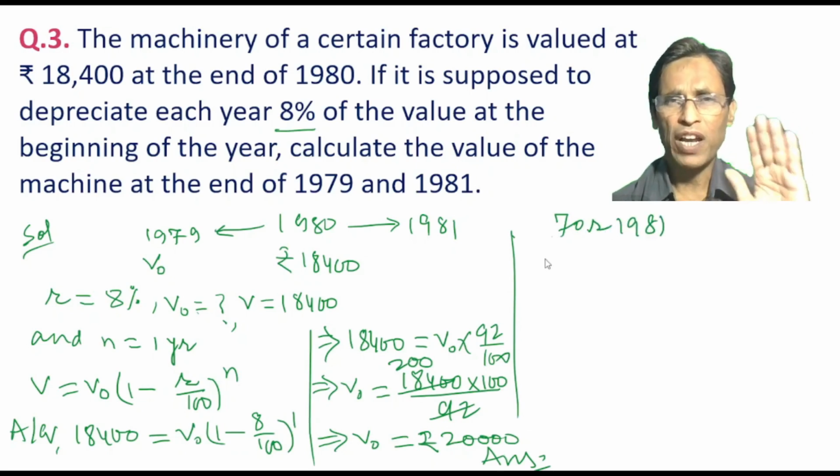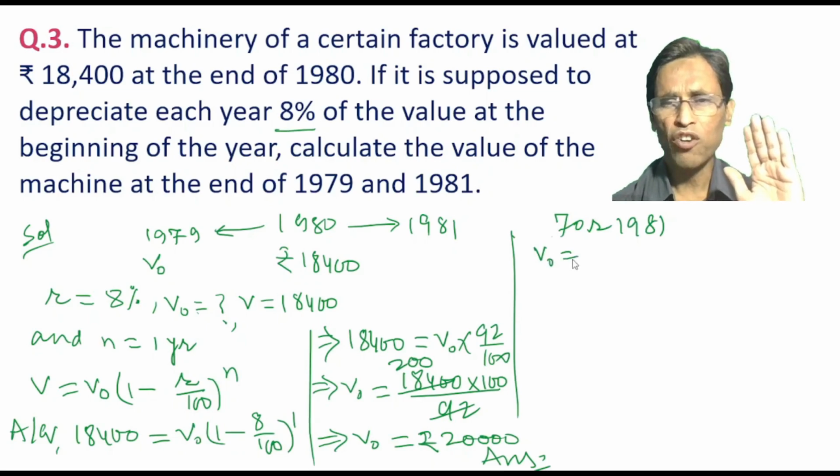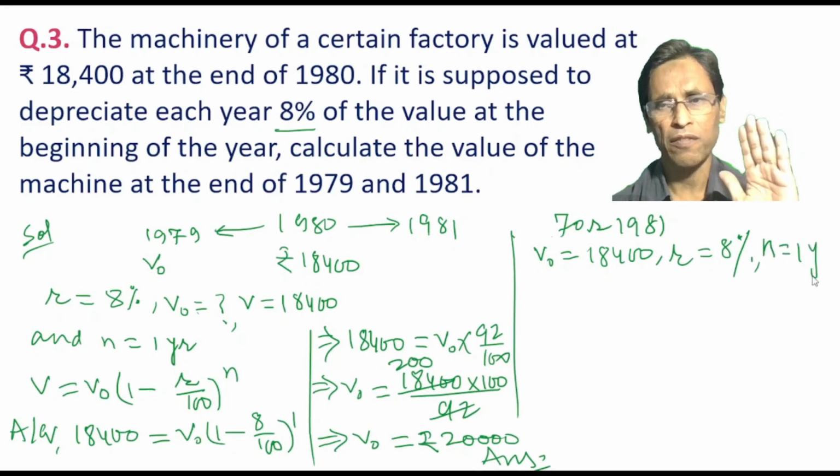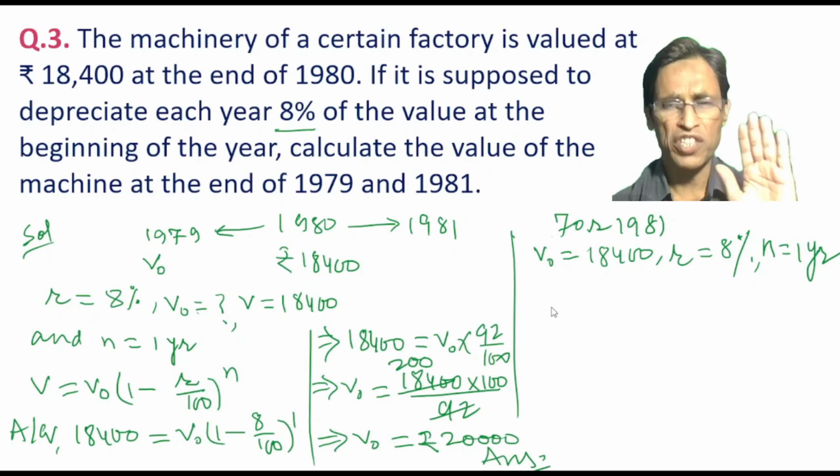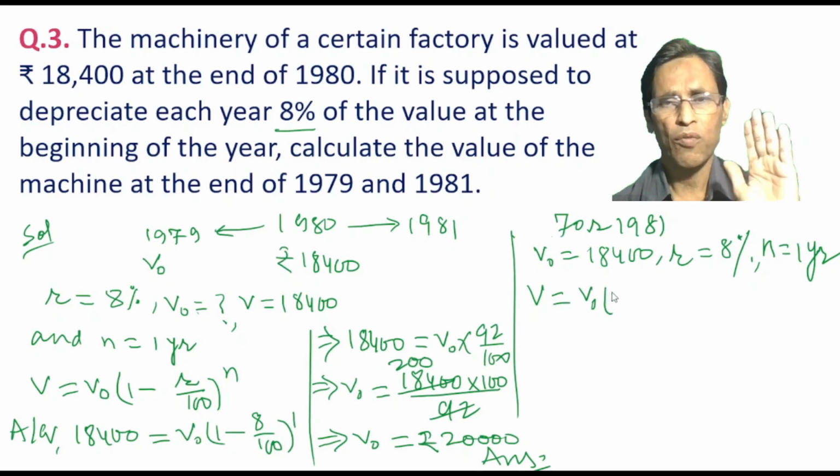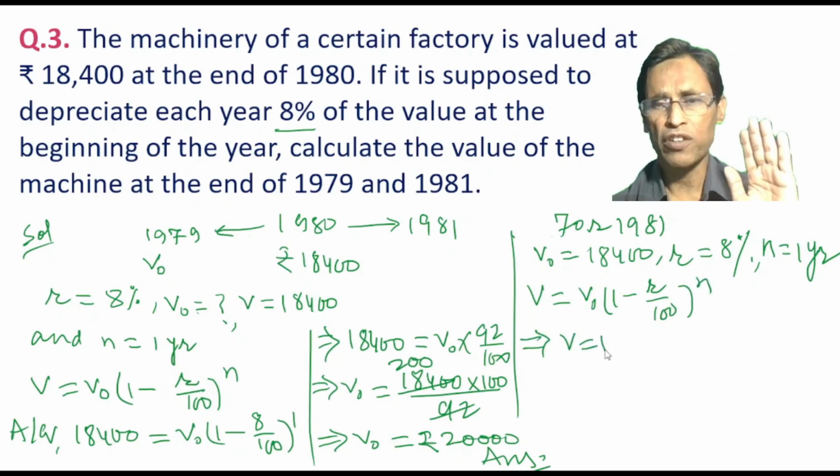For the year 1981, we will have to assume V0 as 18,400 rupees and R is still 8%. N will be 1 year. Now, to find the final value of the machinery, we use the formula V equal to V0 times 1 minus R by 100 to the power n. V equal to V0, 18,400 into 1 minus 8 by 100 to the power n.